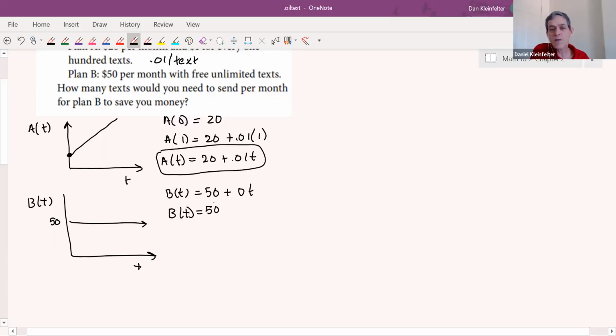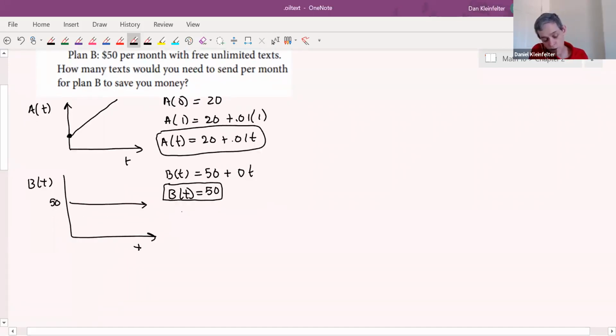All right, so there's our two functions, A of T and B of T. And so our question was, how many texts would you need to send per month? That is, what would be the T to make it so that B is cheaper? Because of course, B costs you more per month, right? A is cheaper per month, but then you're paying for each text. B is more per month, but then you get free texts. So at some point, B is going to be cheaper if you send a lot of texts. So we want to know when, that is, for which T, will B of T be less than A of T? Okay, so we want to find that out.